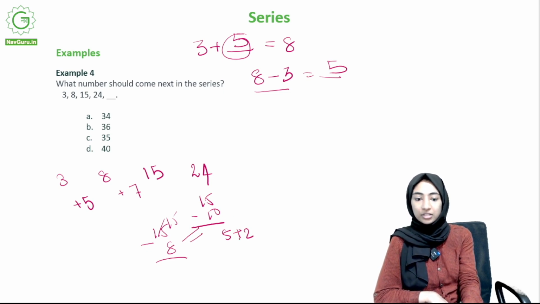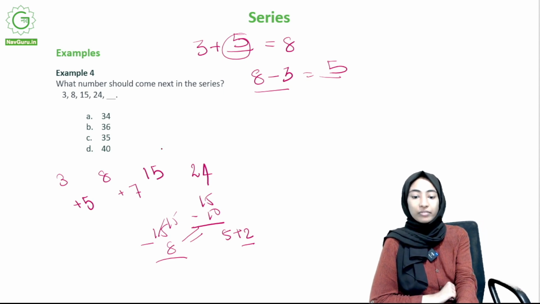Between 8 and 10, the difference is 2, right? So just do 15 minus 10, 5, plus 2. So you can do it much faster. 5 plus 2 is 7.